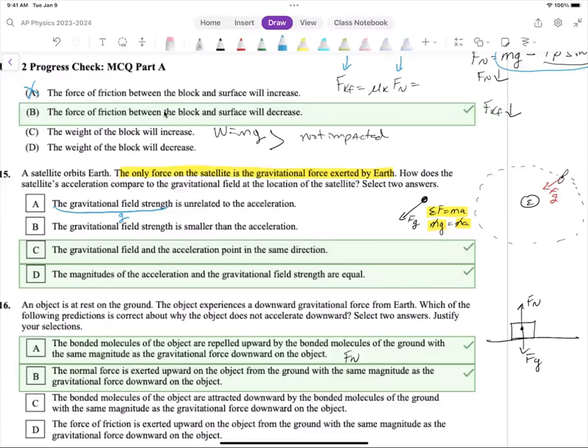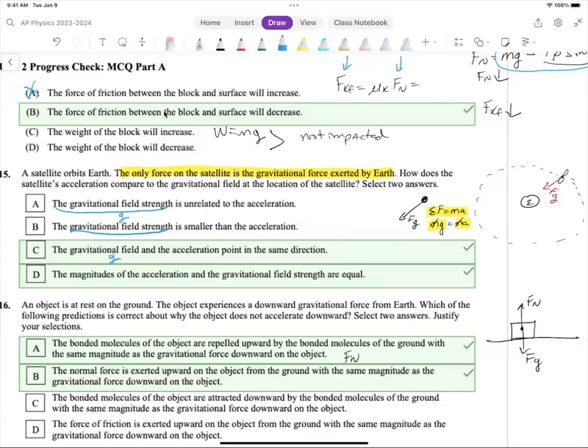Not in this case. The gravitational field strength and the acceleration are the same. Gravitational field strength is smaller than the acceleration? No, we just proved that it was equal to. C, the gravitational field, little g, and the acceleration point in the same direction. Net force always has to point in the same direction as the acceleration. So that is true. G points towards the center and it's accelerating towards the center.